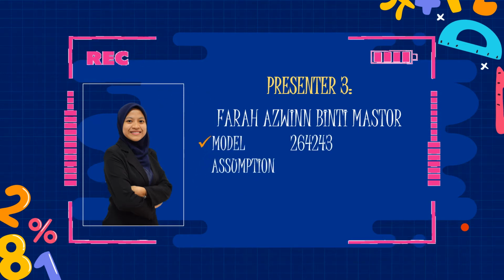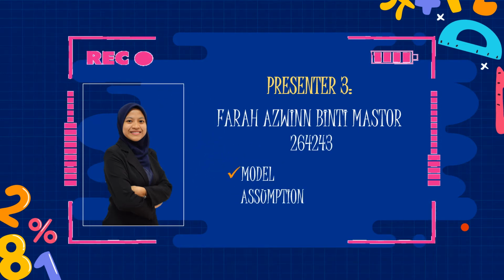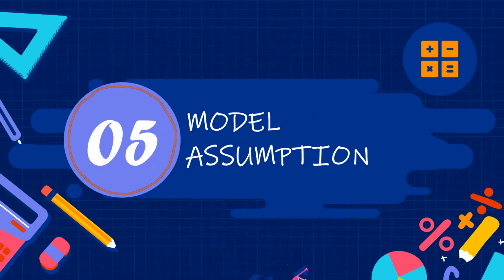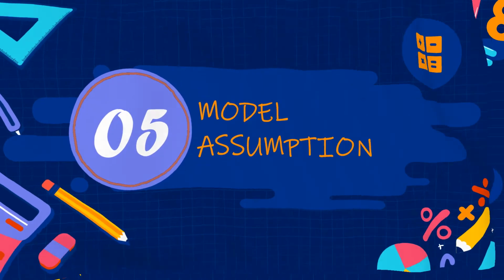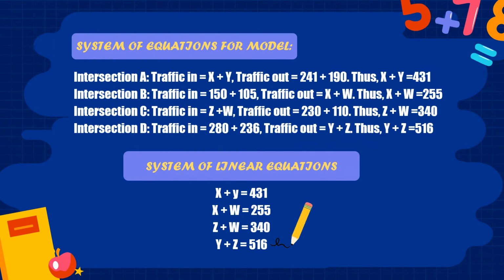Okay, for my part, I will explain about model assumption and discussion for this project. For model assumption, we make the following assumptions in order to ensure the smooth flow of the traffic. First, vehicles entering each intersection should always be equal to the number of vehicles leaving the intersection. Second, the streets must all be one way, with the arrows indicating the direction of traffic flow.